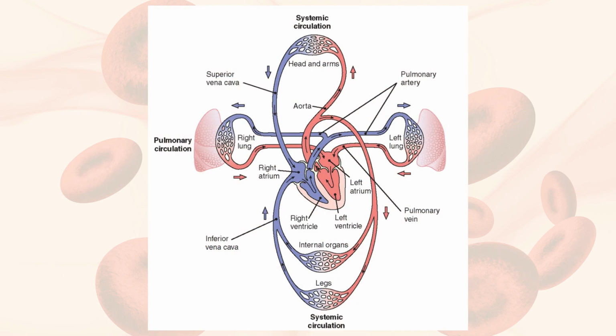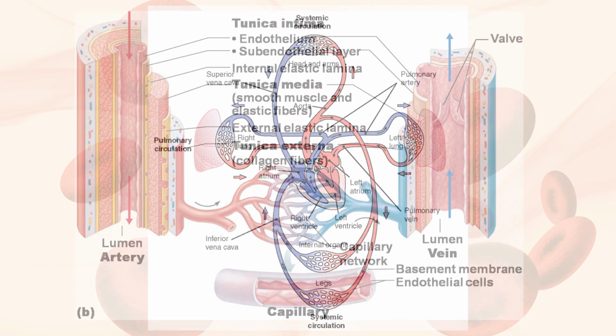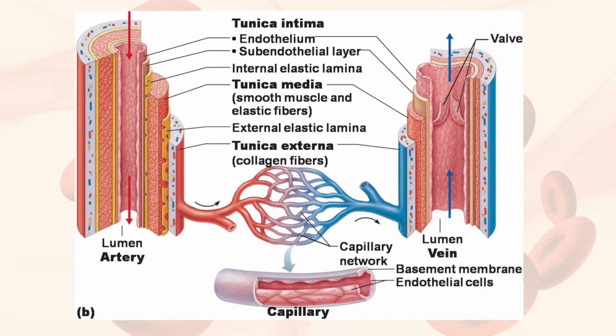Here is the diagram of the systemic circulation. Here is also a diagram of the artery and vein structure. We can see the tunica intima, tunica media, and tunica externa.